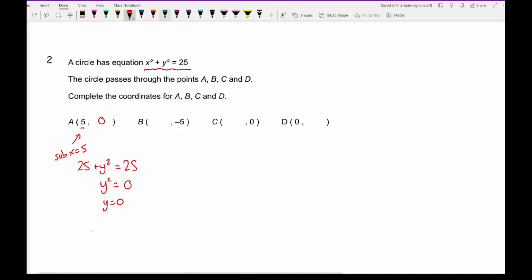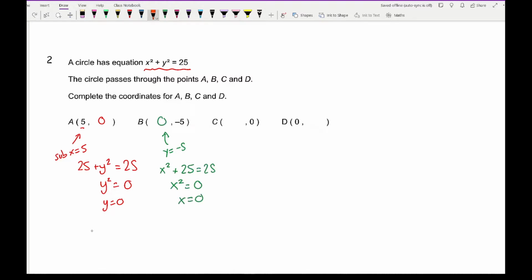For this next one, I'm making y equal to minus 5. So here I've got x squared plus minus 5 squared, which is 25, so that equals 25. And then x squared equals 0. So x equals 0.